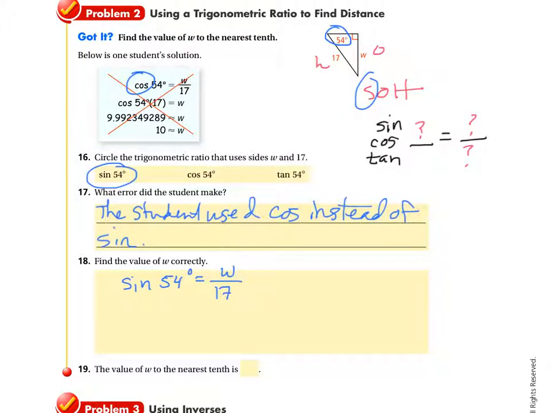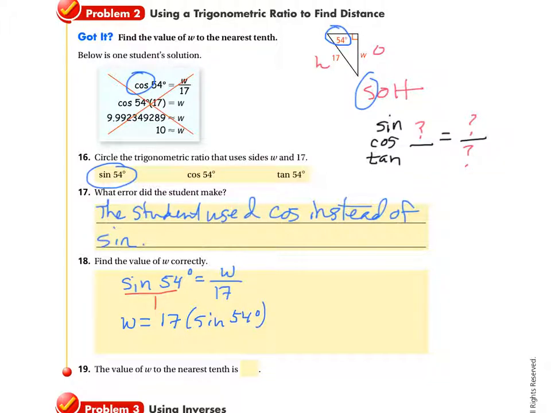So then from here, I'm going to take the sine of 54 and put it over 1. What have I created? A proportion, right? And how do we solve proportions? We are going to cross multiply. So we're going to multiply 1 to W, and we're going to multiply 17 to the sine of 54 degrees. So if I cross multiply, I get W equals, because 1 times W is W, and I get 17 times the sine of 54 degrees.